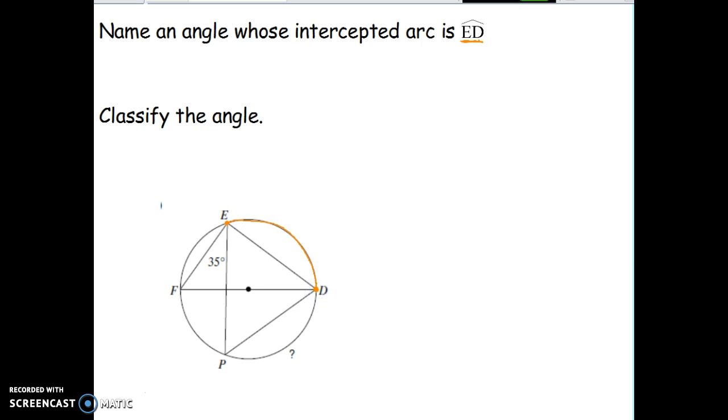So what that means is that basically the vertex has to be opposite that arc, and the angle has to open, kind of like it's eating that arc. So if we take E, and we follow one of these sides back, and same thing with D, we can see that these 2 sides intersect at point P. So our angle would be angle EPD. And because P is the vertex, and that vertex is on the edge of the circle, we know that this is an inscribed angle.